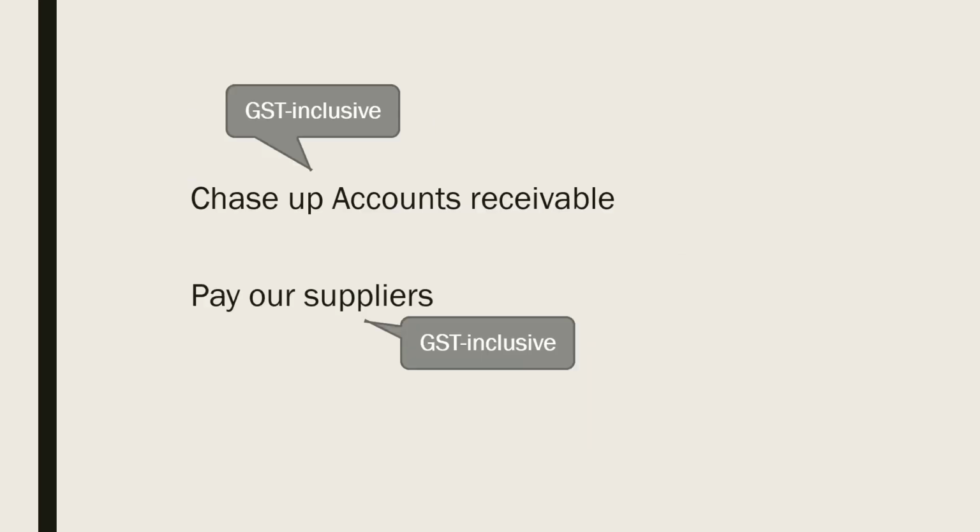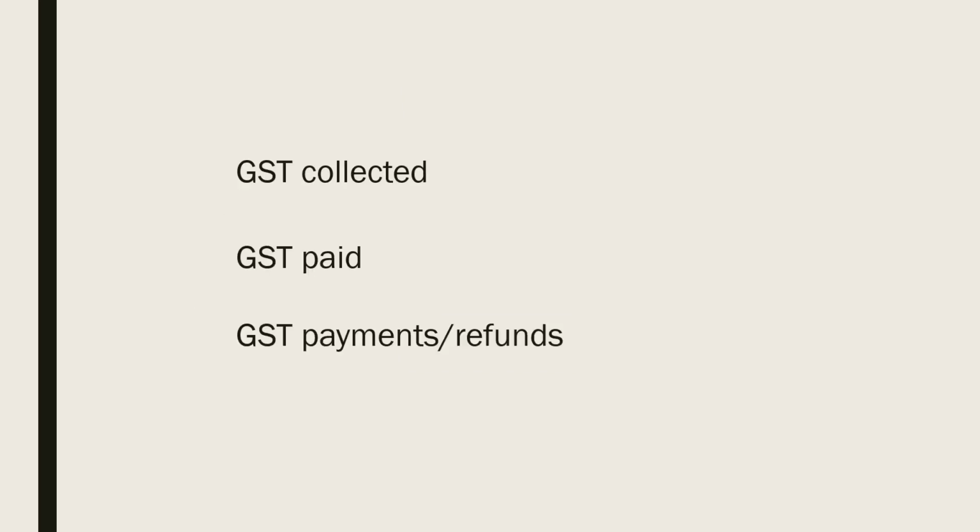When we chase up our accounts receivable, customers who owe us money, we need to collect from them the full GST inclusive amount. And our suppliers expect us to pay them the full GST inclusive amount as well. Firms often handle GST in 3 separate accounts: GST collected, GST paid, and GST payments refunds. As there are no standard terms in accounting, these accounts can have a range of different names in practice.